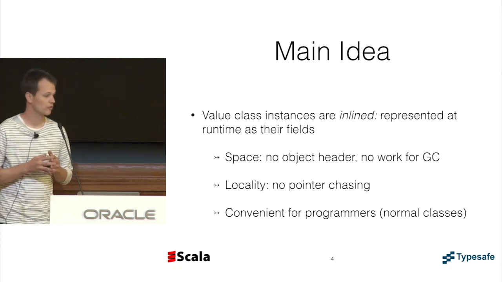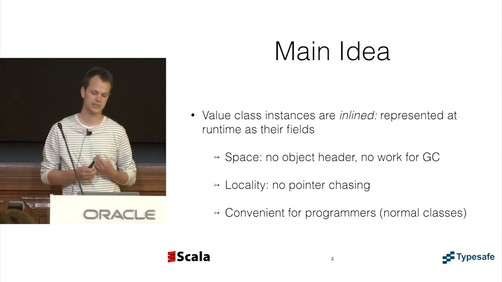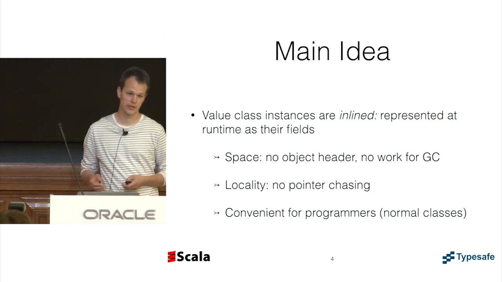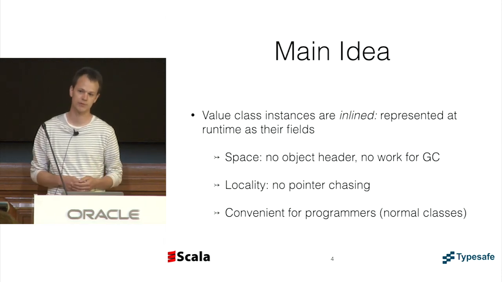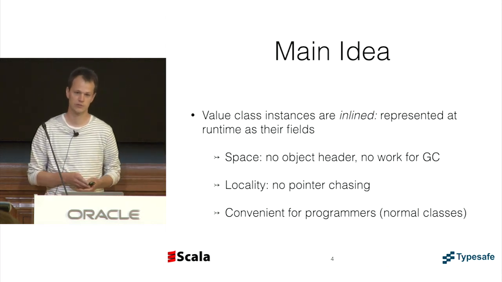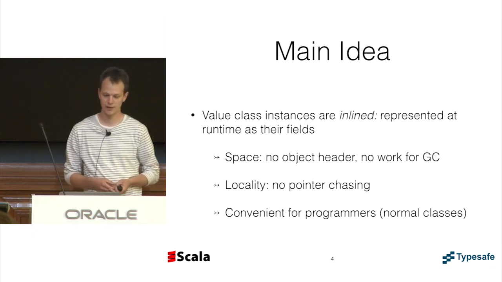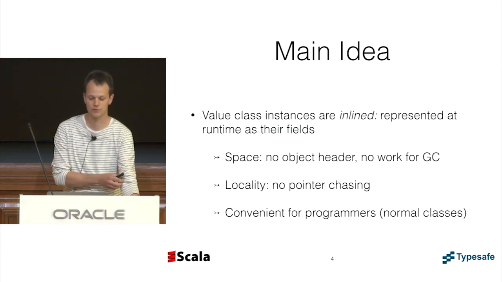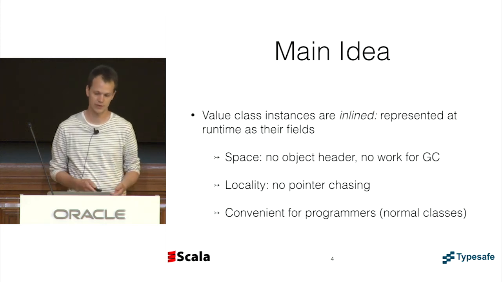All right. So the main idea of a value class, you already heard, is that the instances are inlined. That means they are represented at runtime as simply their fields. So there's no object allocated on the heap, and that of course saves space and at the same time reduces the load on the GC. The other main advantage is that the data is local, so it's on the stack or directly in the array, hopefully, and you don't need to chase pointers. And, well, you can do stuff like that with arrays already, but it's, of course, much more convenient for programmers to just write a class, create instances, call methods. So that's the main idea.